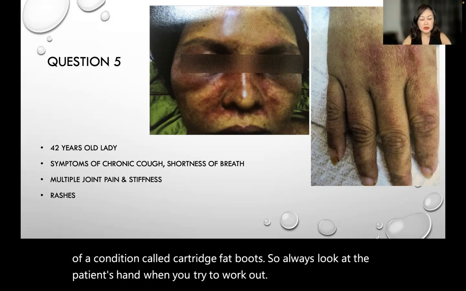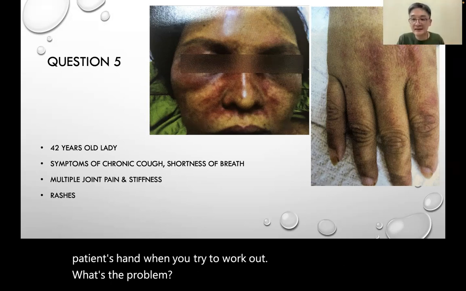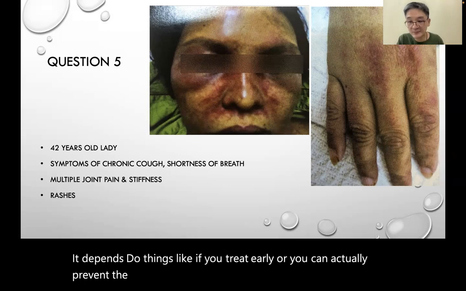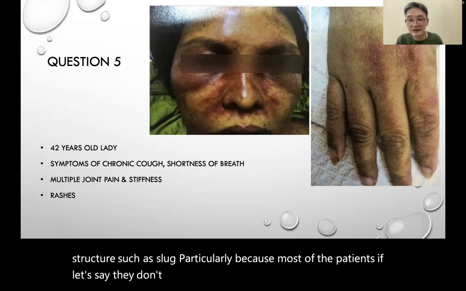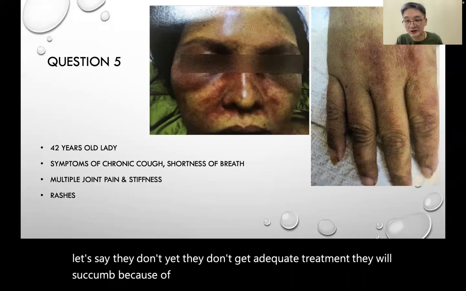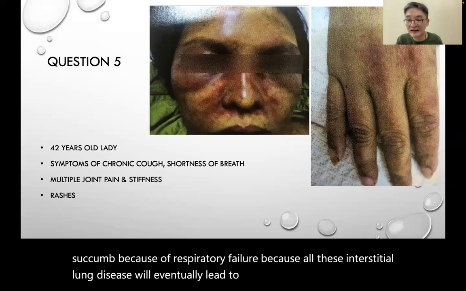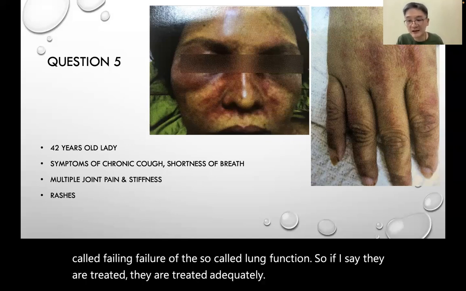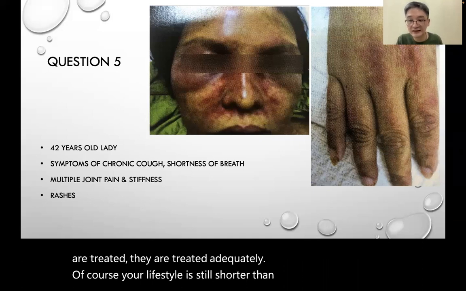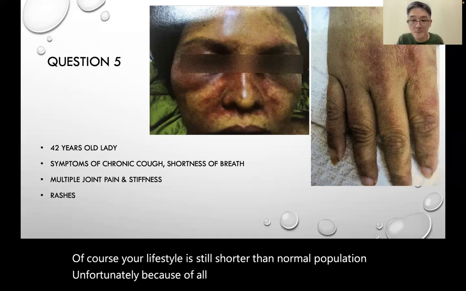What's the prognosis in this disease? It depends. Disease like this, if you treat early, you can actually prevent the so-called irreversible damage to our internal structures, such as the lung particularly, because most patients, if they don't get adequate treatment, will succumb to respiratory failure. All this interstitial lung disease will eventually lead to failure of lung function. If they are treated adequately, of course their lifespan is still shorter than the normal population, unfortunately, because of all the long-term complications.